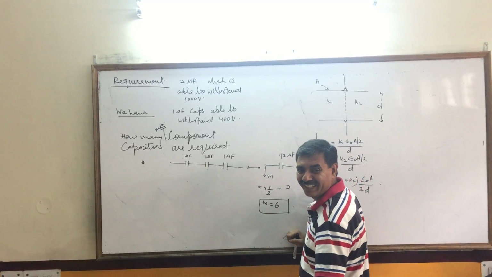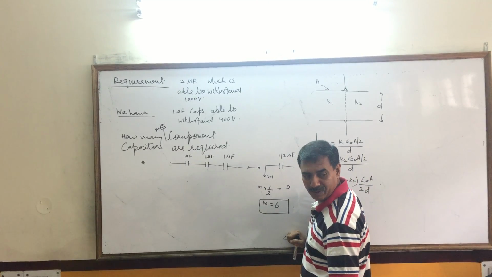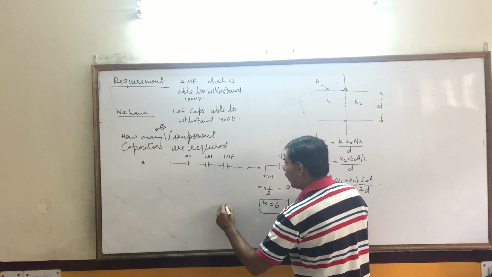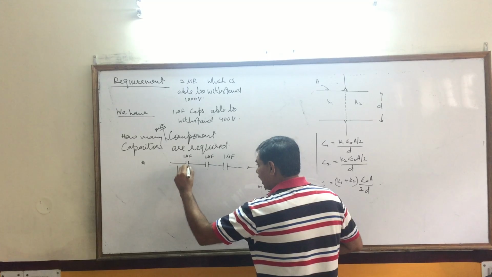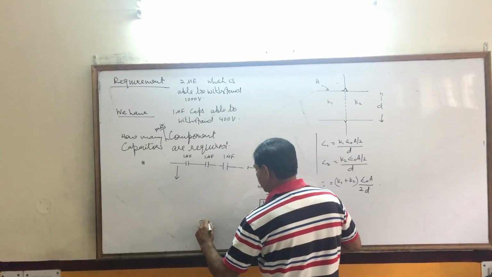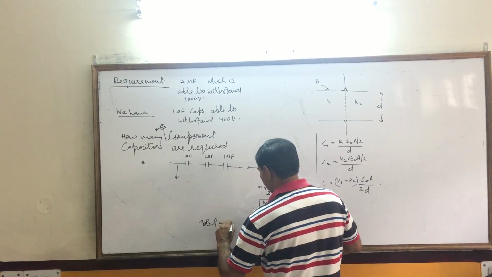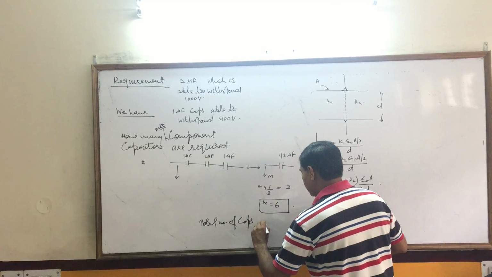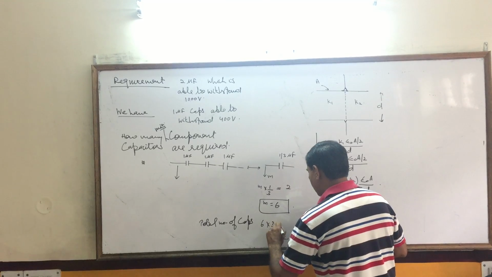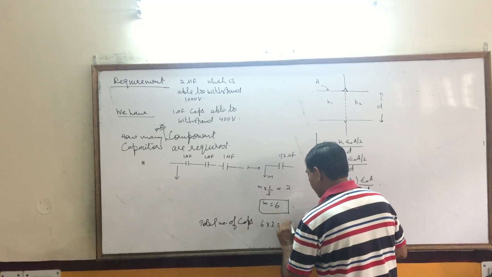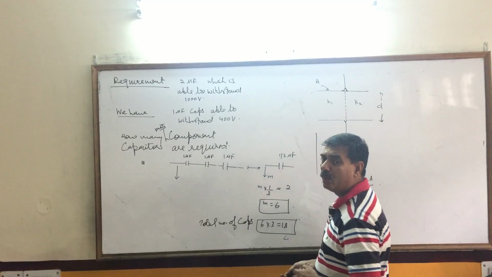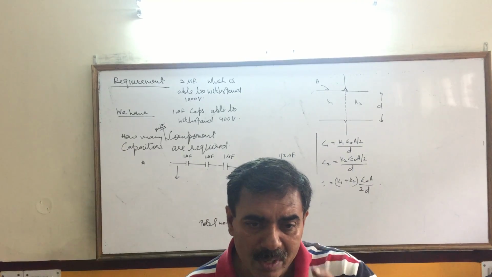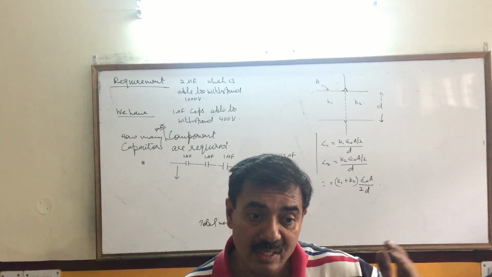6 into 3, 18. Oh, wonderful. Take it? We can repeat it. Therefore, this much will work. Total number of capacitors is 6 into 3 equal to 18. This means that the most important thing here is to find the number of capacitors to be arranged in series.